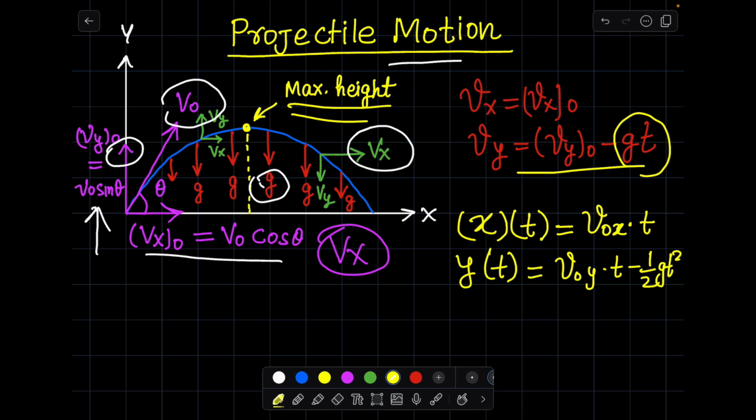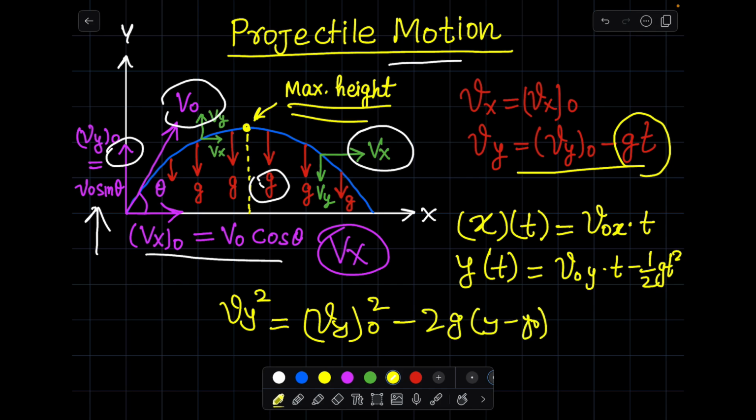We have a very important velocity equation in the y direction. We can write vy square is equal to vy naught square minus 2g(y minus y naught). You can use this equation to find the maximum height or peak height of the projectile. You can make vy equal to 0 at the maximum height, and then you can calculate the maximum height of the projectile.